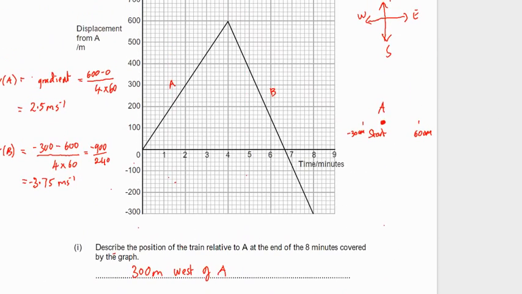Now, how do we work out the gradient for this section here? I've called it A. It's the rise, which is 600 meters, divided by the run. Now that has to be in seconds. So it's 4 minutes, 4 times 60, 240 seconds. So it's the rise, which is 600, over the run, which is 240. That gives us 2.5 meters per second. It's a positive gradient, so that should be a positive value. So I've done 600 take away 0, final minus initial, divided by time taken, and 2.5.